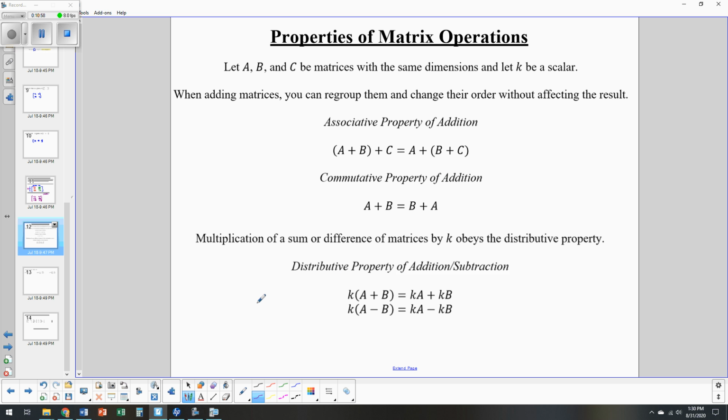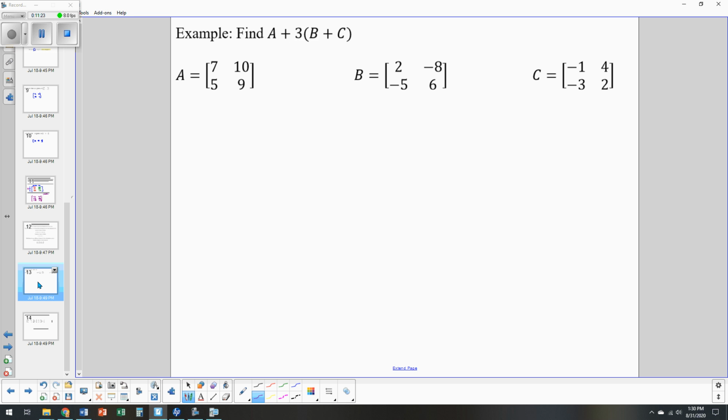The multiplication or sum of different matrices by the scalar k also obeys the distributive property. So if I was doing k times the sum of A plus B, that's equivalent to k times A plus k times B, and the reverse is also true. If I had kA plus kB, I could really do k times the sum of A plus B, and the same thing for subtraction. So for this example, we want to find A plus 3 times B plus C. So this is our scalar, and I could either distribute or combine first and then multiply. They mean the same thing.